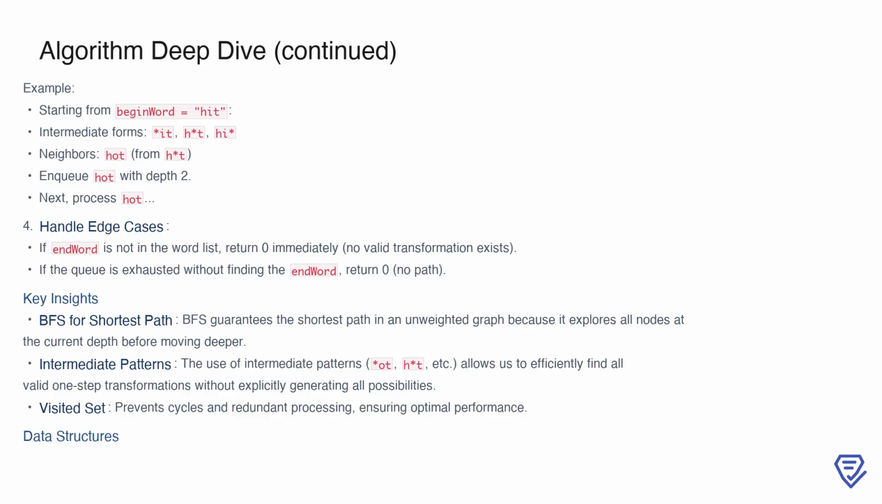Additionally, it is important to handle edge cases. If the end word is not in the word list, we can immediately return 0, as no valid transformation exists. Similarly, if the BFS queue is emptied without finding the end word, we also return 0, indicating that there is no path between the given words.